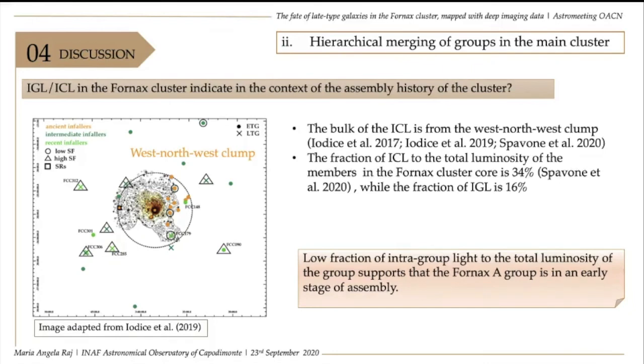So the low fraction of the IGL is indicating that the processes have not contributed much to the intra-cluster baryons detected there, unlike what is observed in the cluster core. So it therefore supports that the Fornax A group is in an early stage of assembly.